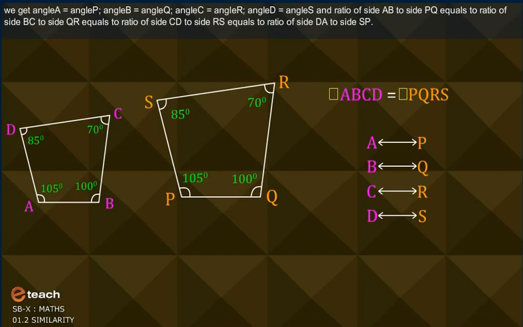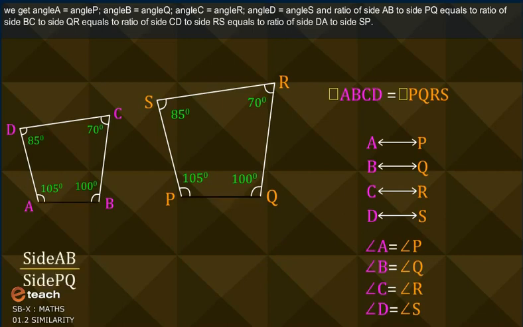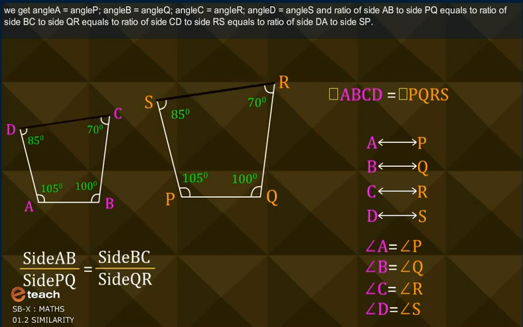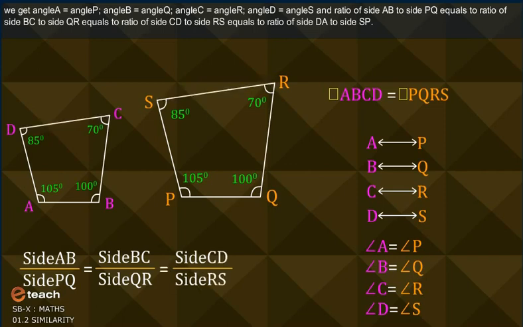we get angle A is equal to angle P, angle B is equal to angle Q, angle C is equal to angle R, and angle D is equal to angle S. And ratio of side AB to side PQ equals ratio of side BC to side QR equals ratio of side CD to side RS equals ratio of side DA to side SP.